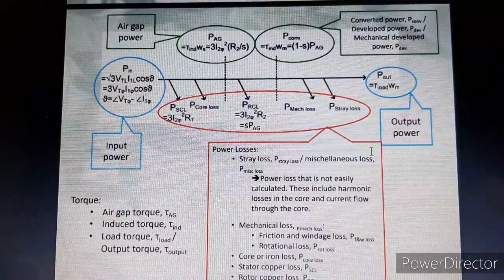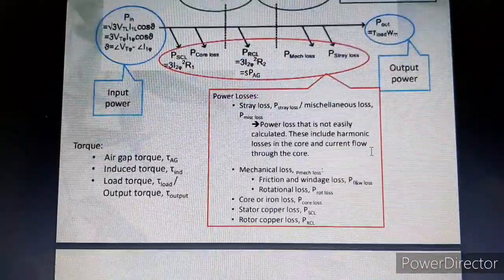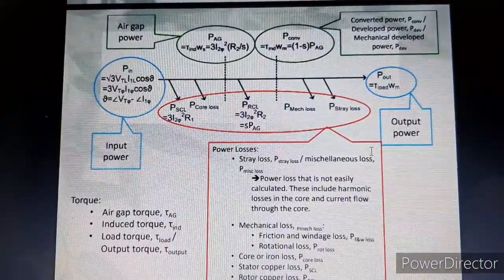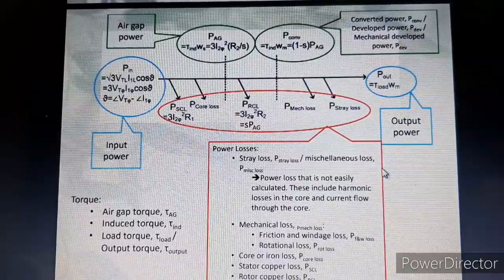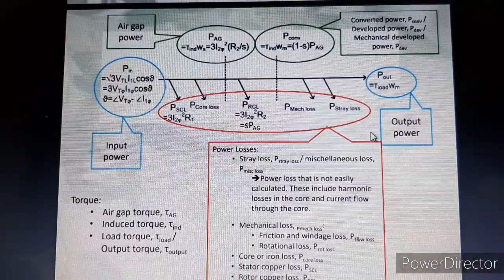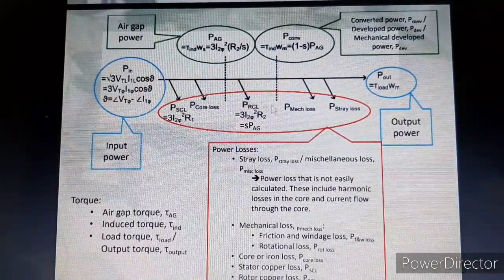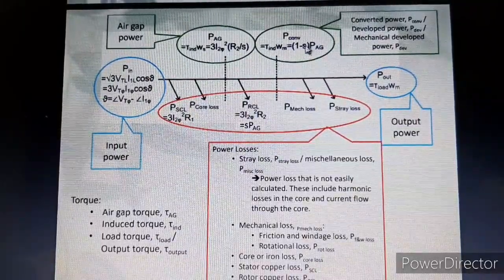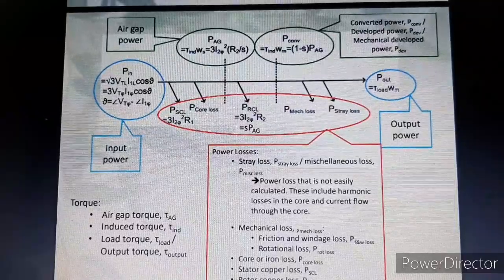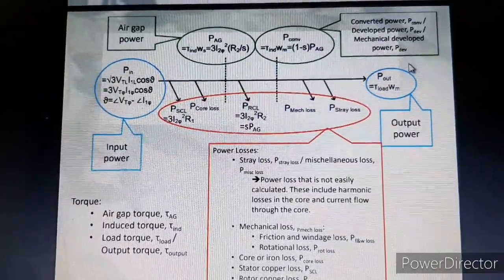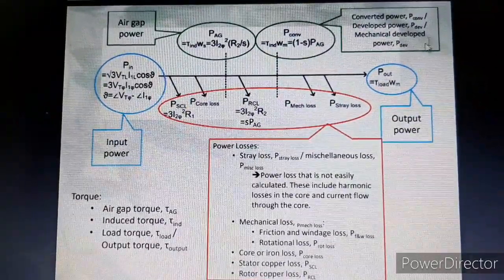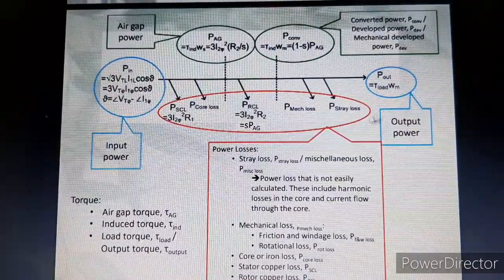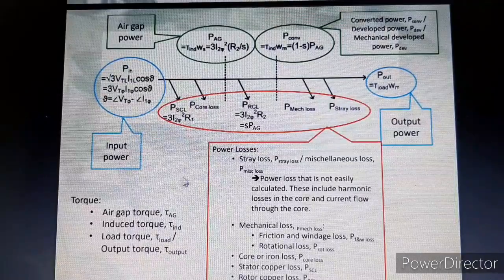So in this slide, you can read through. Actually, it lists down the alternative names of those powers in that power flow. For example, P converted is also called converted power, developed power, or mechanical developed power. P converted, P dev. Many names.